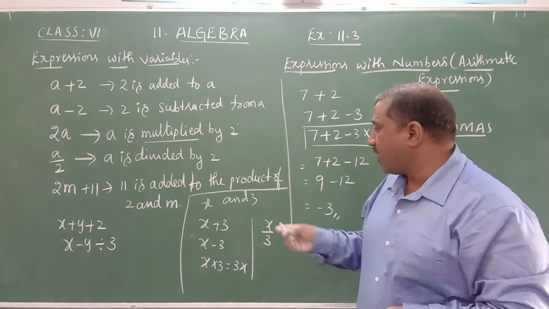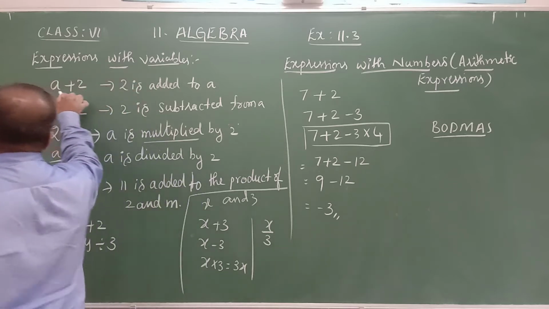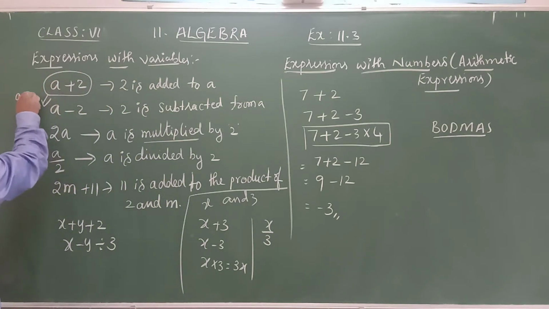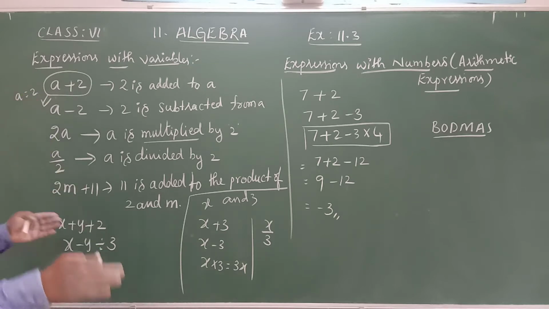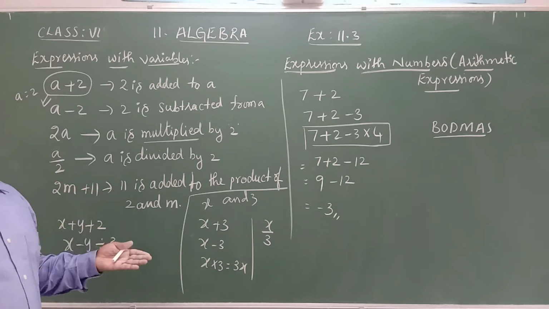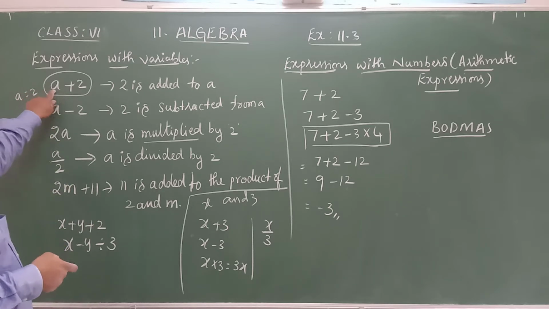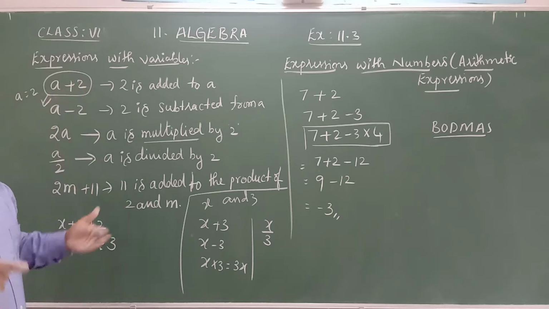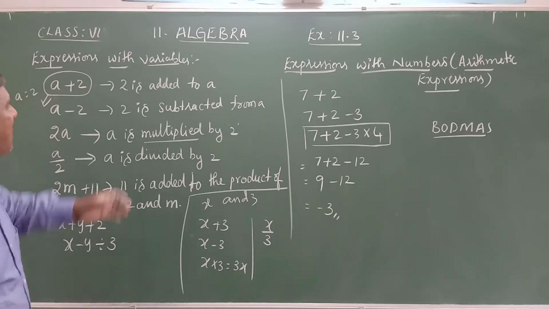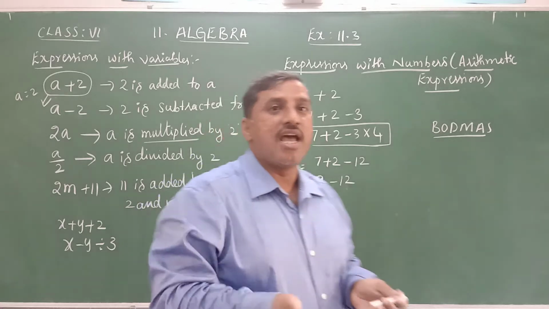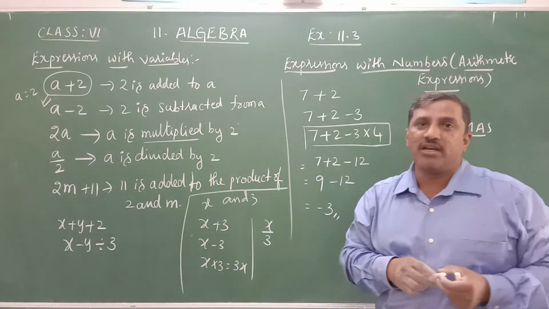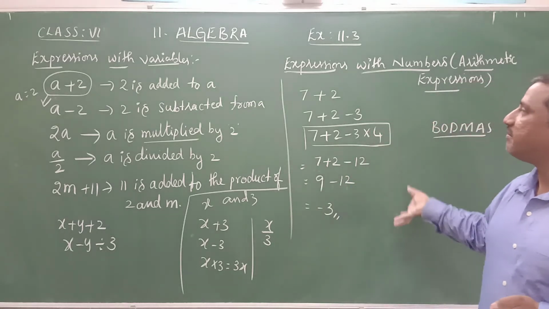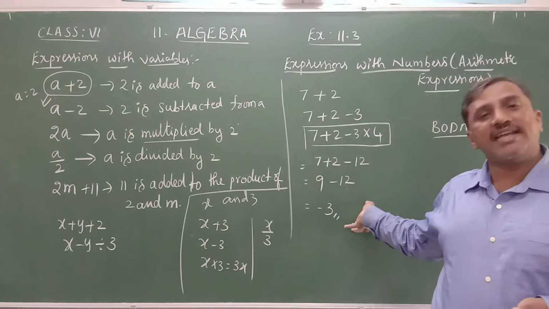For example, here a plus 2 is there. This we can evaluate when we know a is equal to 2 or a is equal to 3, a is equal to 4, some value of a. If a is equal to 2, we will substitute 2 in the place of a. 2 plus 2 is 4. So we can evaluate expressions with variables when we know the value of the variable, whereas number expressions we can evaluate easily.